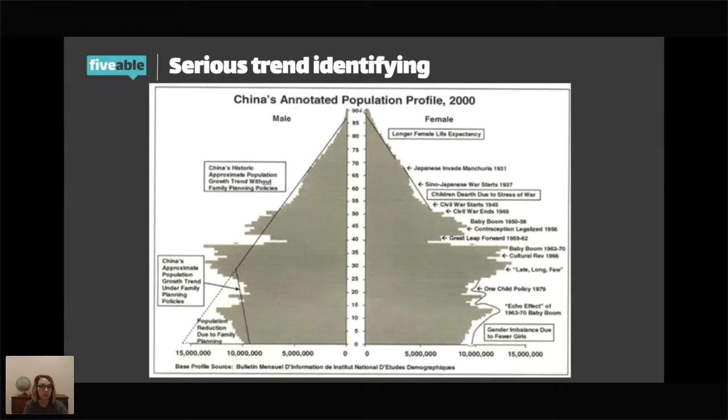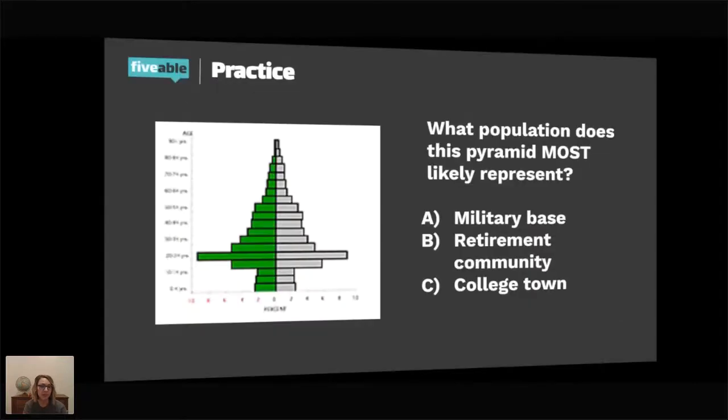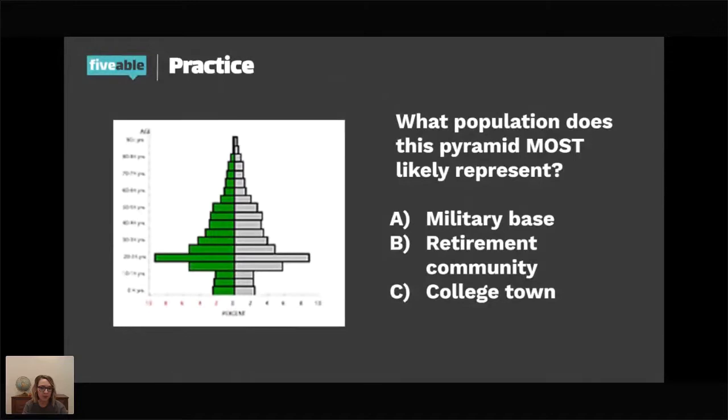So we're going to practice a little based on just compositions that we've looked at so far. This pyramid, I know it's a little blurry, but if you have questions about the ages, let me know and I will clarify them for you. But I think overall you could tell. What type of population do you think this pyramid most likely represents? A, B, or C?